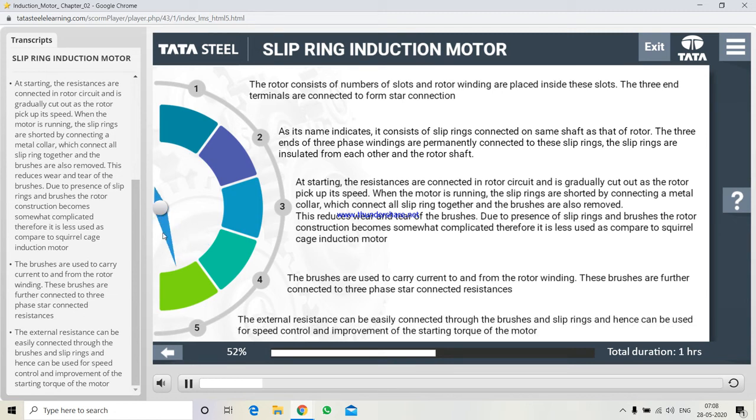The external resistance can be easily connected through the brushes and slip rings and hence can be used for speed control and improvement of the starting torque of the motor. Click Next to continue.